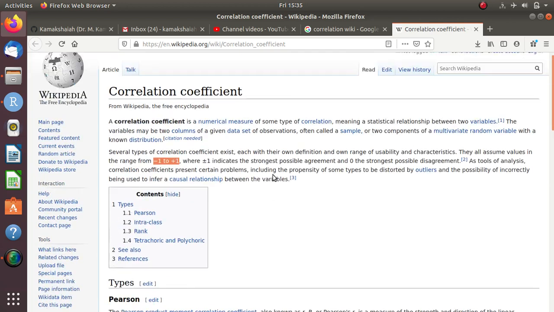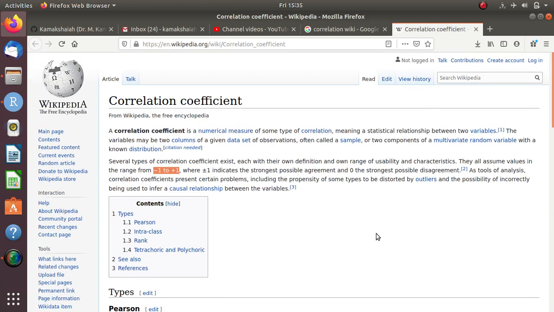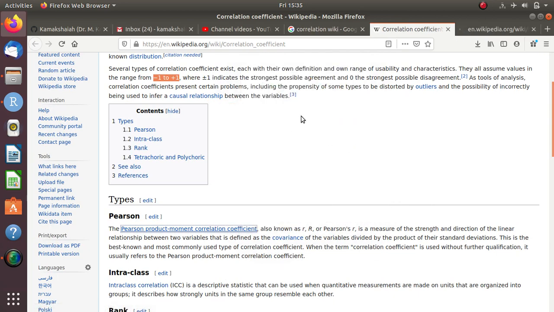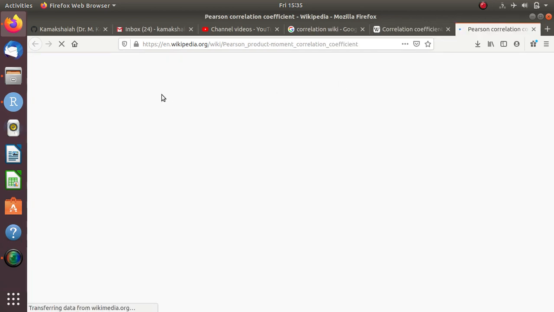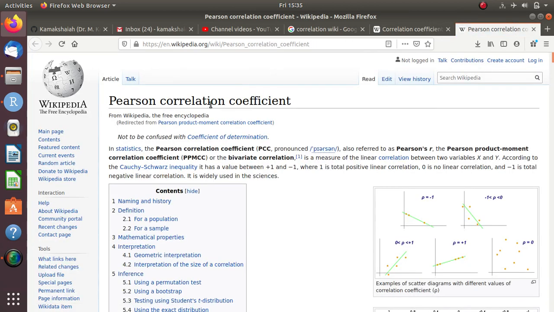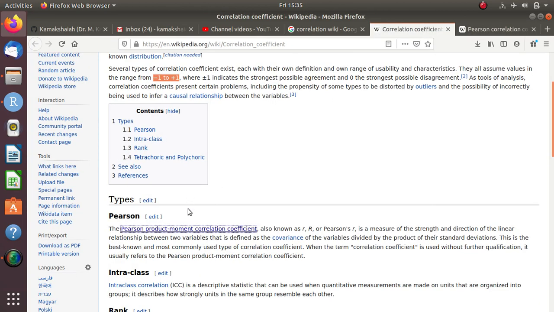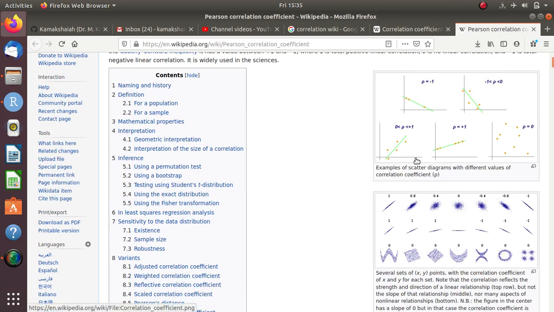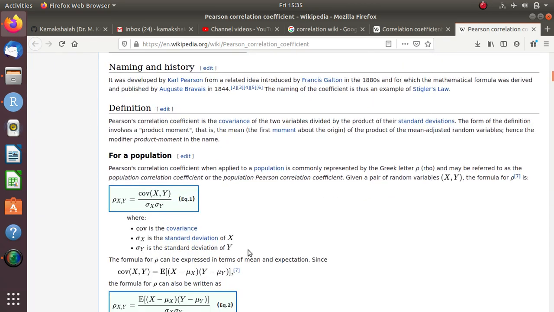This is not the exact page. I think you should have a link here somewhere called Pearson product moment correlation coefficient. Now here, the Pearson correlation coefficient is also called the Pearson product moment correlation coefficient. So it's just a small r, that's all. Examples, visuals, and this is the expression.